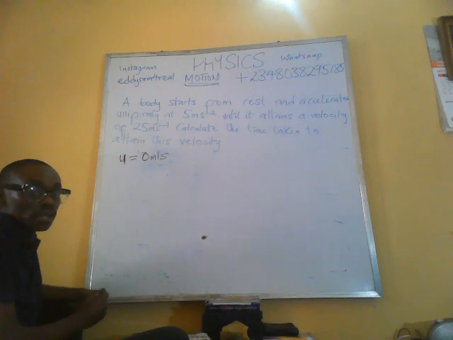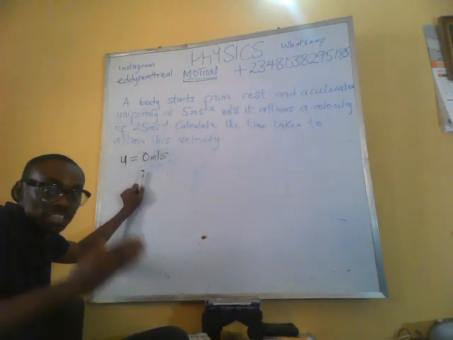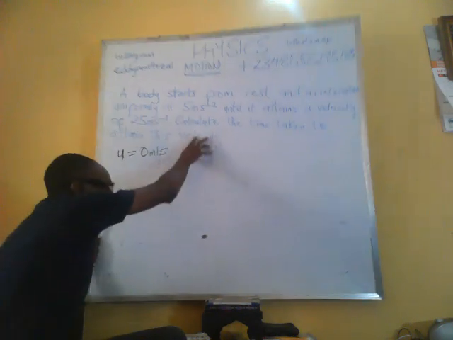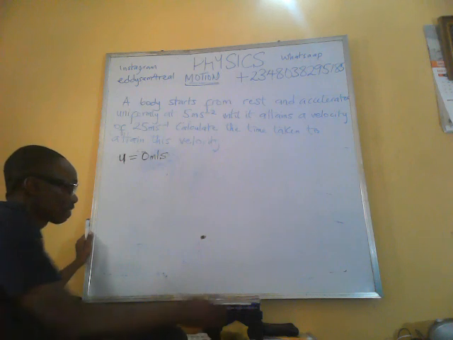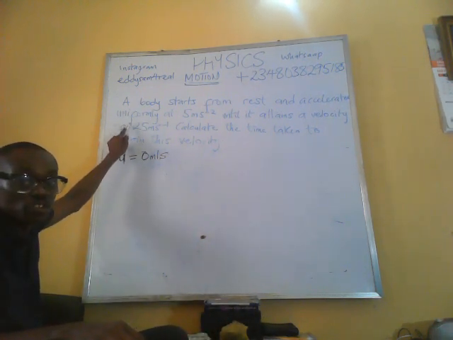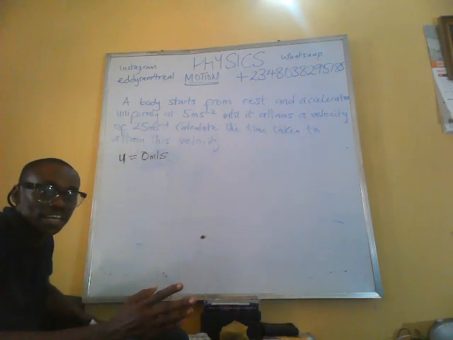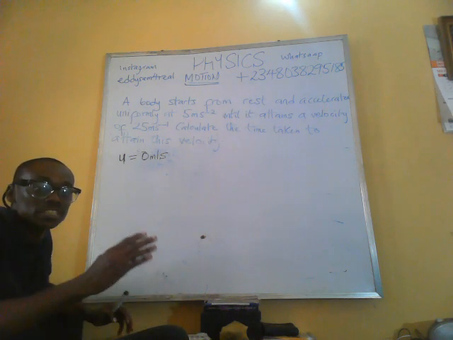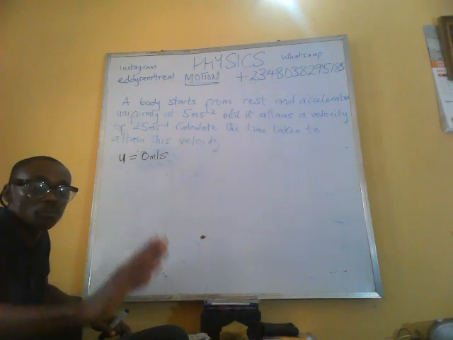So the body started from rest. Initial velocity is the starting velocity. And then the body does what? It accelerates. The body accelerates uniformly. There is uniform acceleration here. That means the rate at which the velocity is changing with time is constant, is uniform.